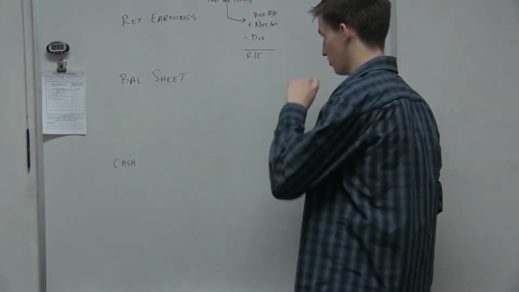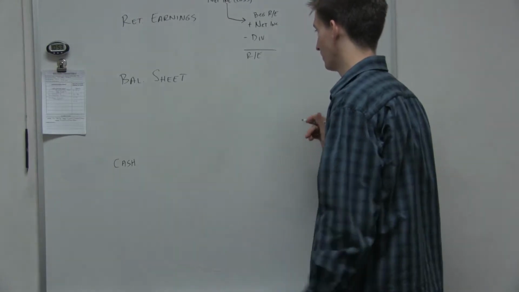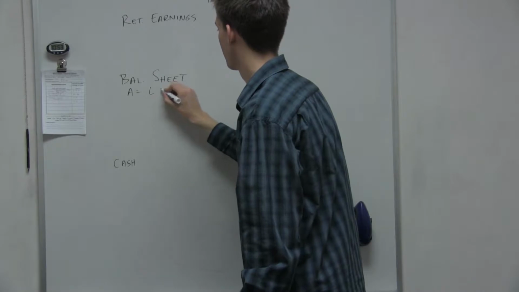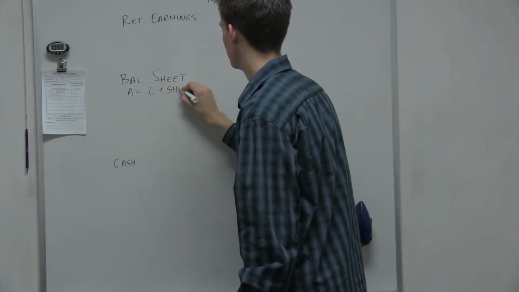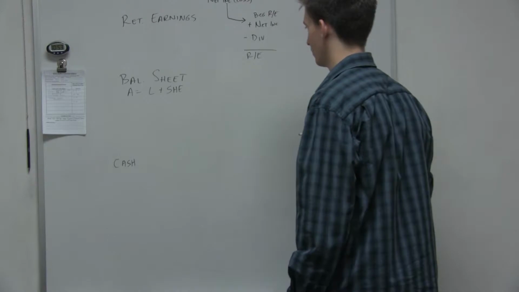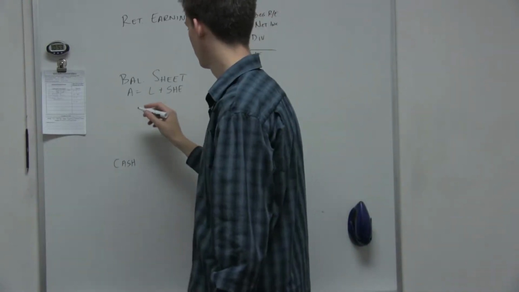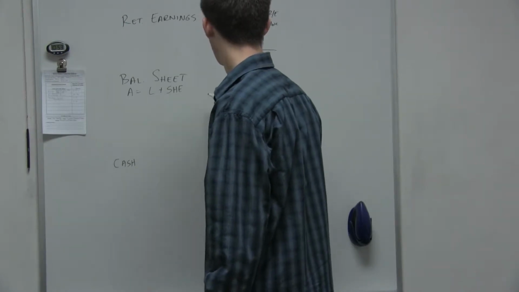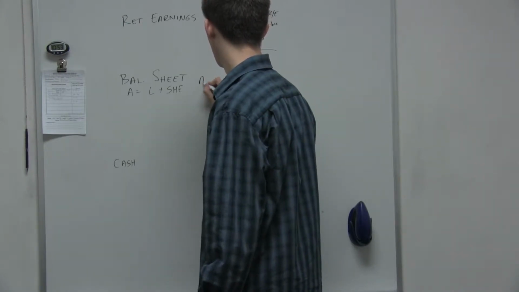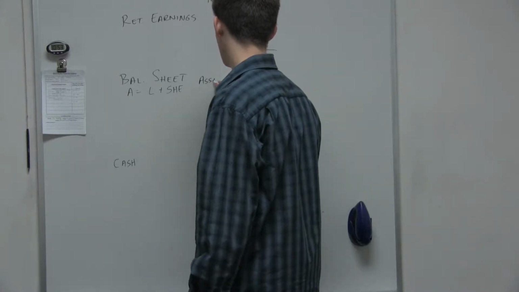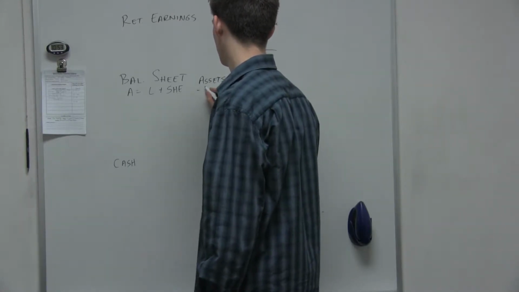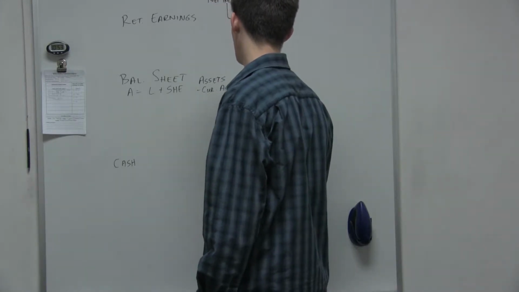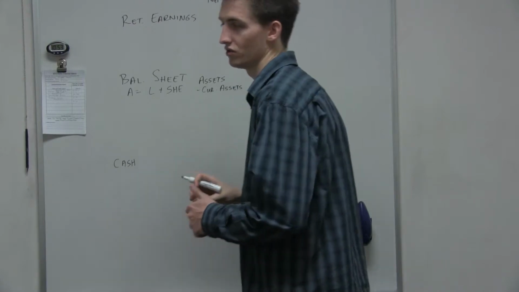And then what's on your balance sheet? Here we have the accounting equation: assets equals liabilities plus stockholders' equity. Let's break it up so you remember all the different parts. What's in the asset section? Under assets, we have current assets, which includes cash, short-term investments, accounts receivable, all those things.